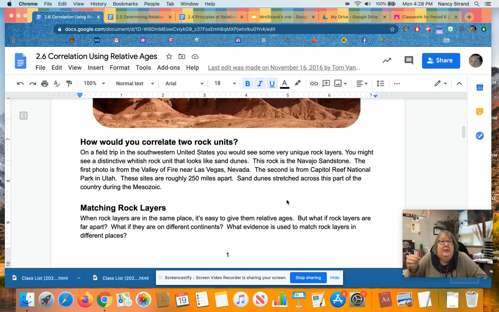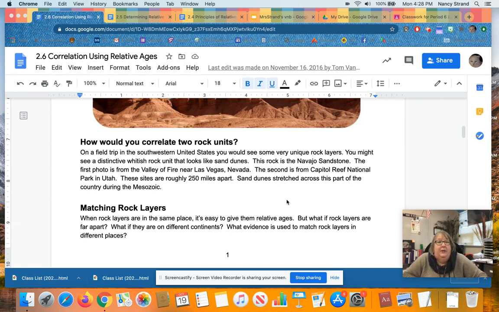On a field trip in the southwestern United States, you would see some very unique rock layers. You might see a distinctive whitish rock that looks like sand dunes. The rock of the Navajo sandstone. This rock is the Navajo sandstone.